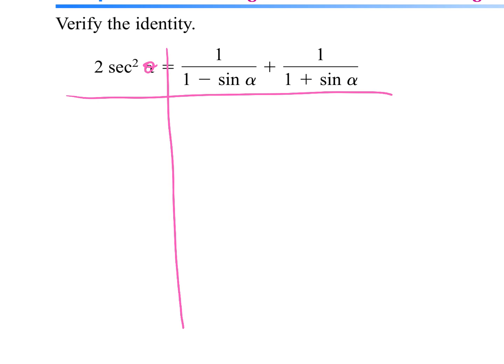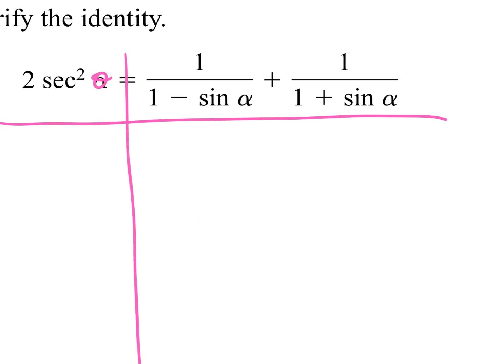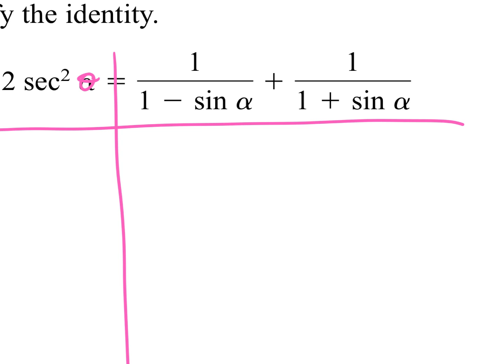What can I do first? Any suggestions? Make a common denominator. So what do I have to multiply in order to get a common denominator? I'm going to multiply by the other denominator. So 1 plus sine gets multiplied to the top and the bottom on the first one. And 1 minus sine gets multiplied to the top and the bottom in the second.